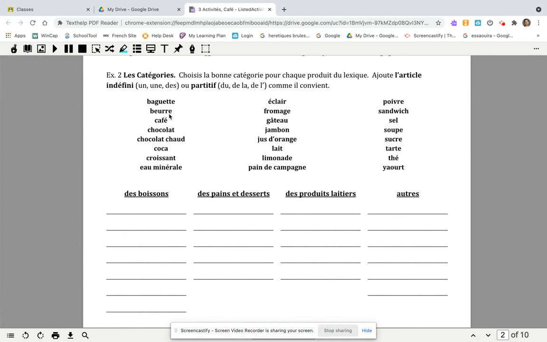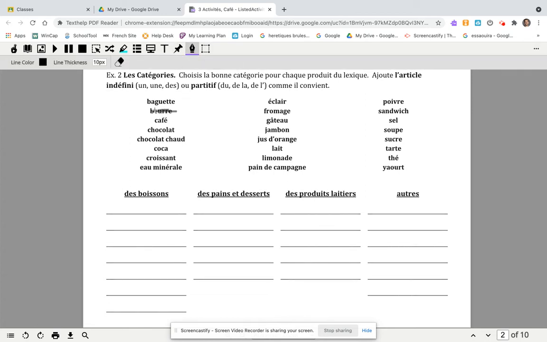Exercice 2, enfin, it says les categories. Choisis la bonne catégorie pour chaque produit de lexique. Choose the right category for each product from the lexicon, from the word bank. Ajoute l'article indéfini ou partitif, comme il convient. So going back to indefinite and partitive article, choose the correct article as you put it into the different places.